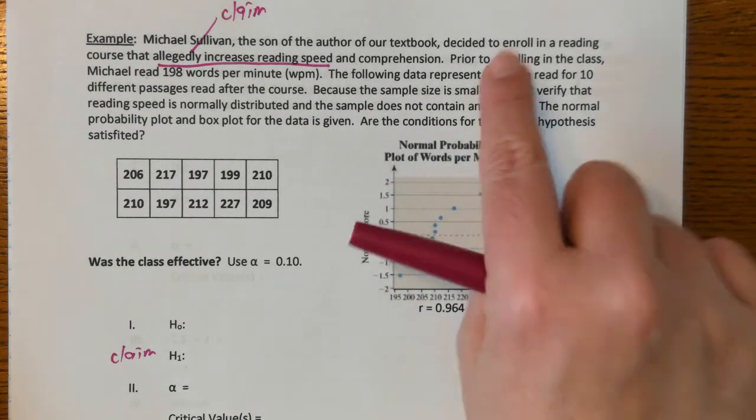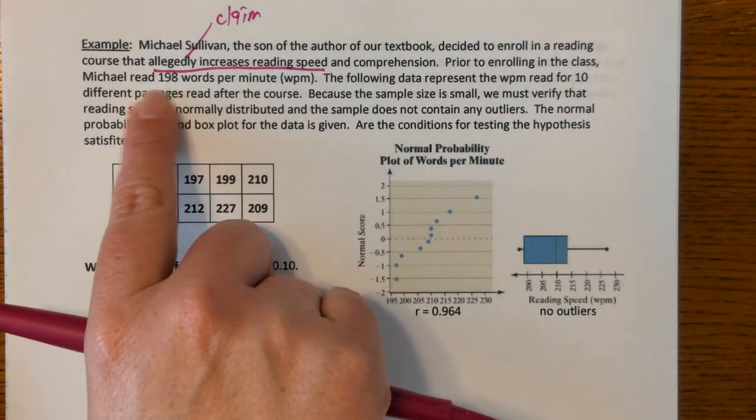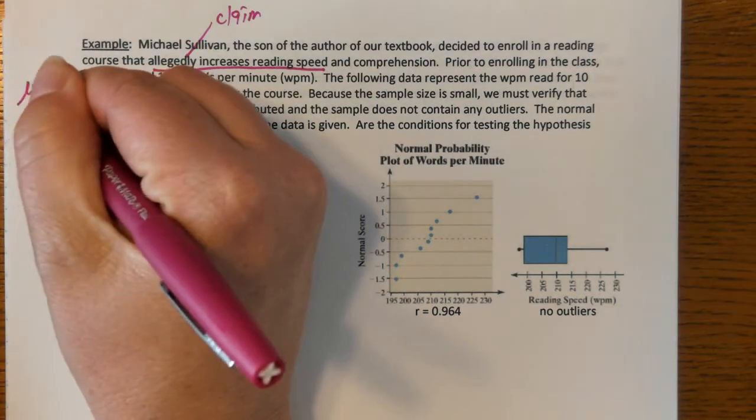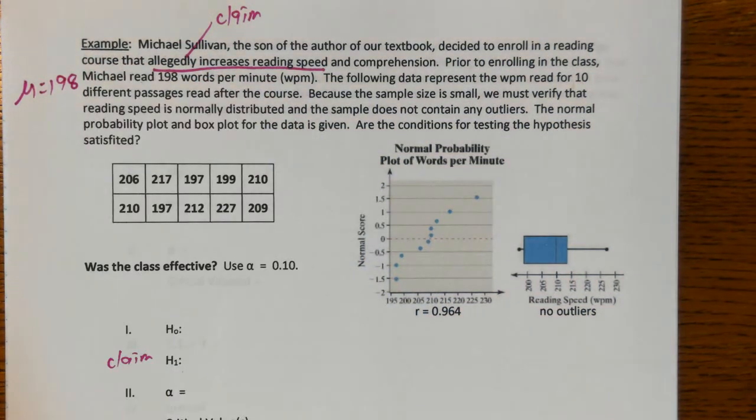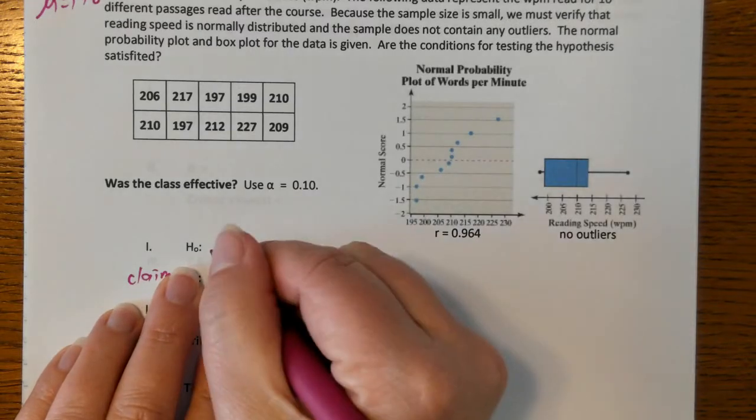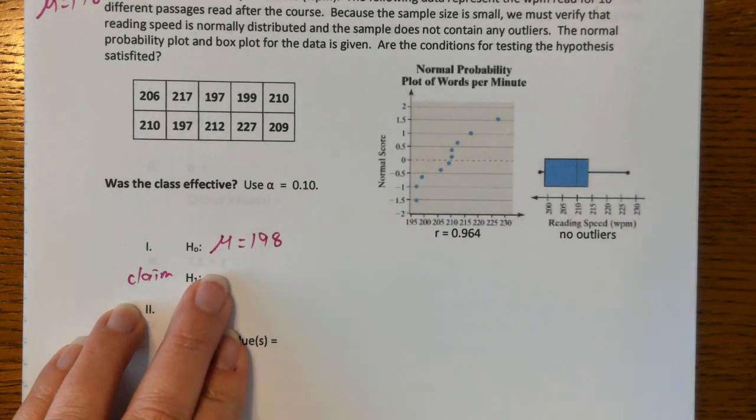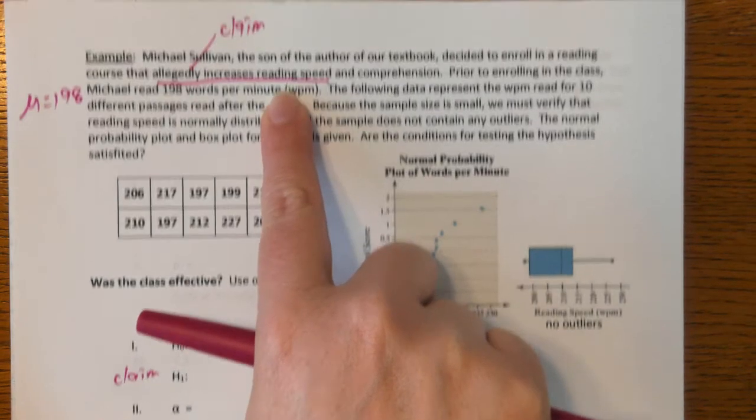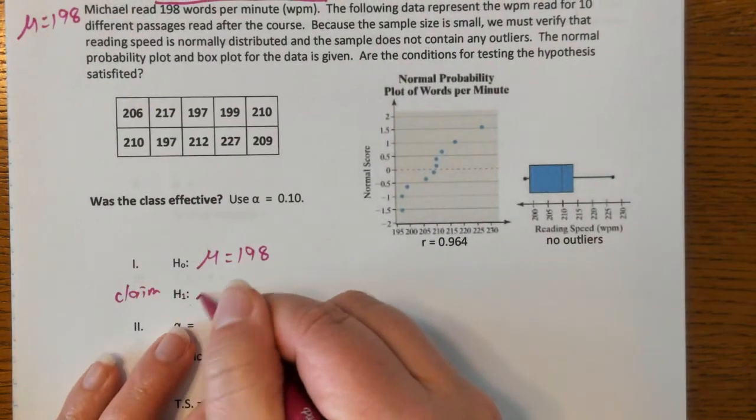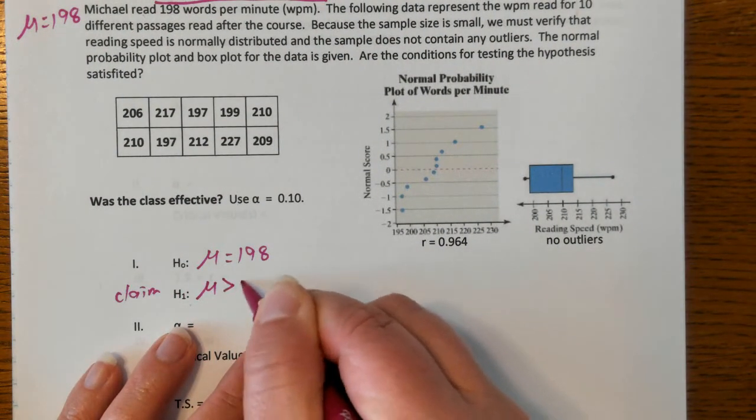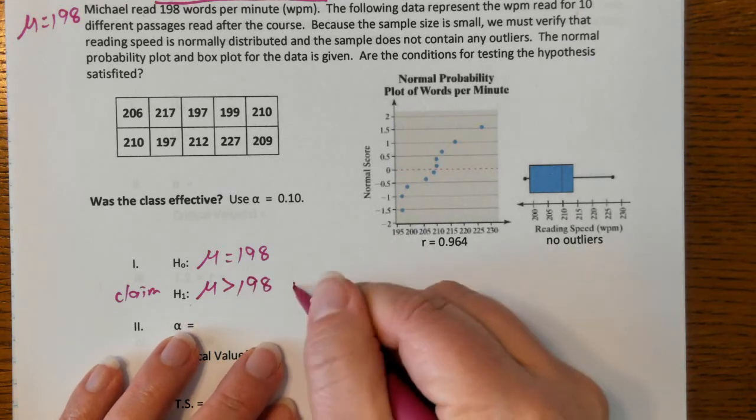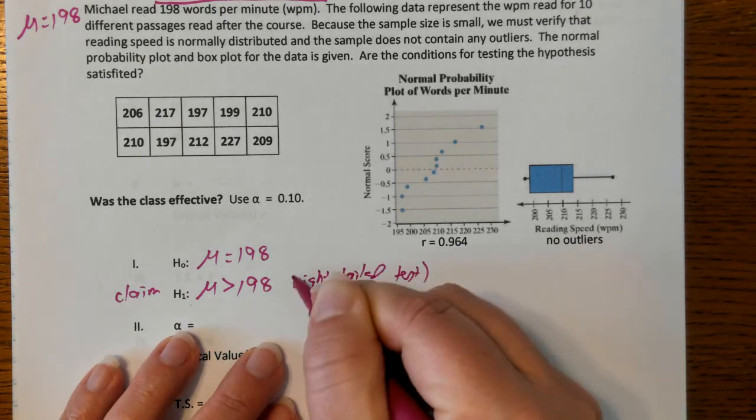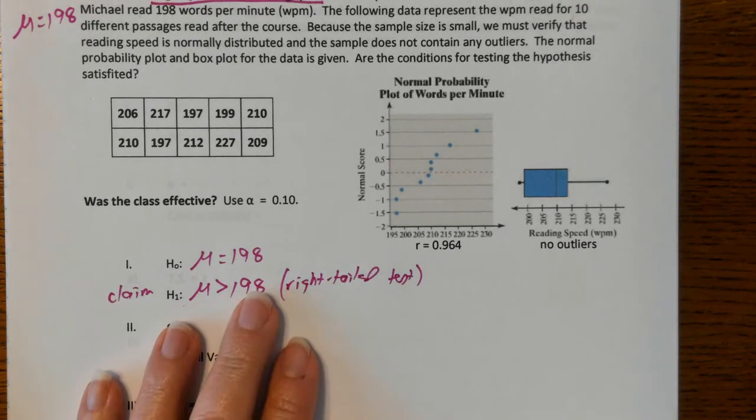Prior to enrolling in the class, Michael reads 198 words a minute. So that's his mean before he ever takes the class, 198. That's going to be our null hypothesis, that his mean is 198. Now, if the class is supposed to speed him up, make him read faster, that's the claim, then after the class his mean should be greater than 198. This is going to be a right-tailed test. Keep that in the back of your mind.